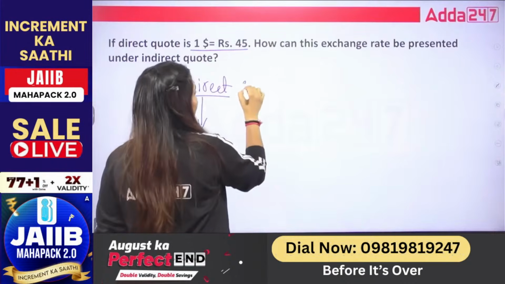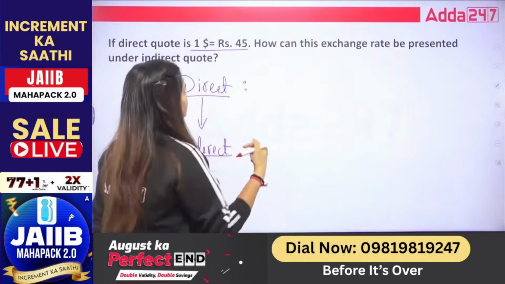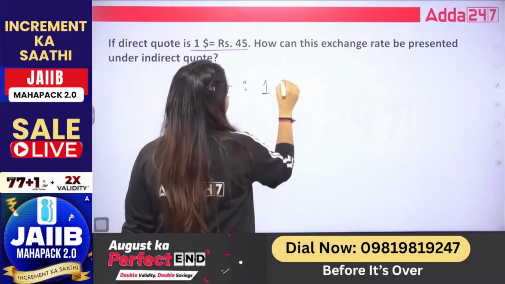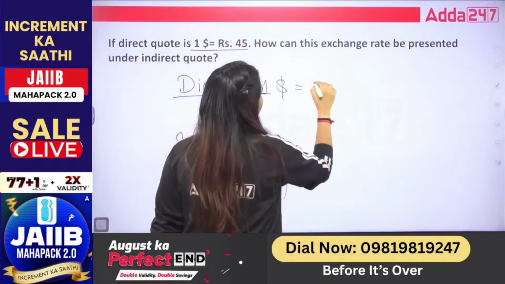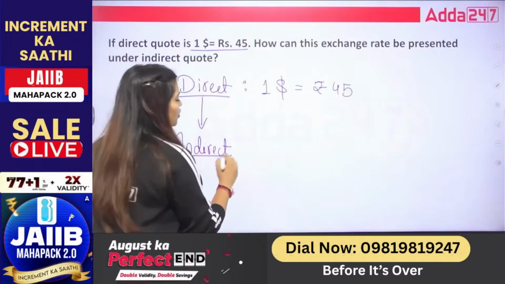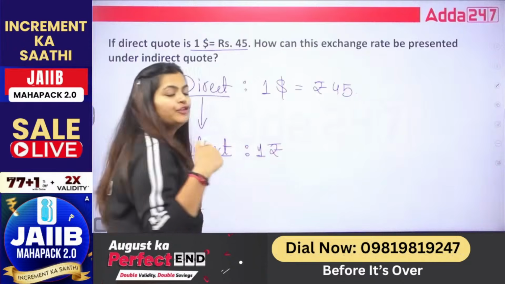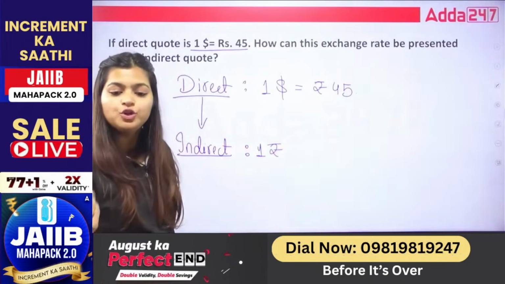Okay. So your direct quote is what? When you are representing 1 unit of foreign currency. So here $1 equal to rupees 45. Okay. Now indirect quote means when you are representing 1 unit of your home currency or of your domestic currency.